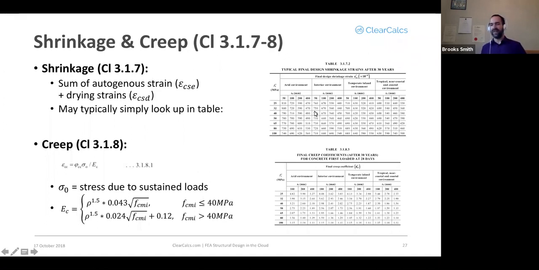You should be checking this table quickly and making sure that your strains aren't going to exceed significantly more than what you would expect from your normal loads. Creep is effectively an amplification factor multiplied onto the strain due to sustained loads, so strain due to permanent loads. You can typically just look up that final creep coefficient, again, in table 3183 in the code. And you should be doing this in most cases. Just, again, make sure you're not going to exceed that 10% stress threshold.